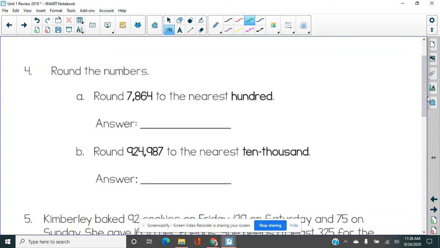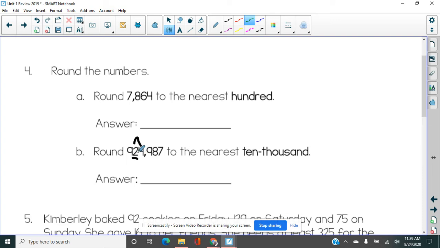Okay, now we're going to go to rounding. Rounding was our next big skill that we really spent a lot of time on. I'm going to model with part B, and then you're going to do part A. So I'm going to round this number to the nearest 10,000. So remember, tens are in the middle here, so 10,000s is in the middle here.